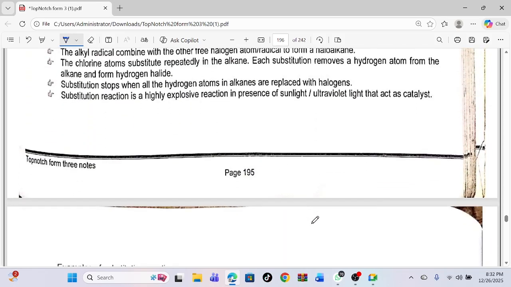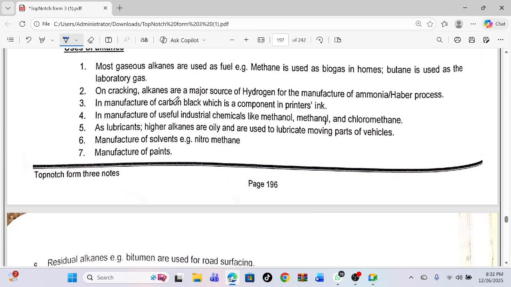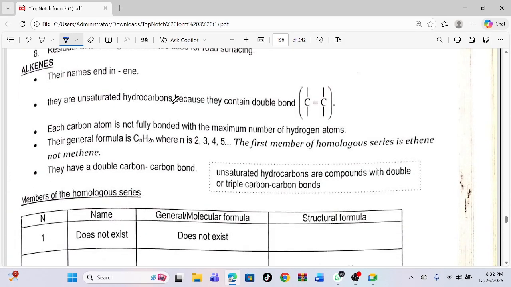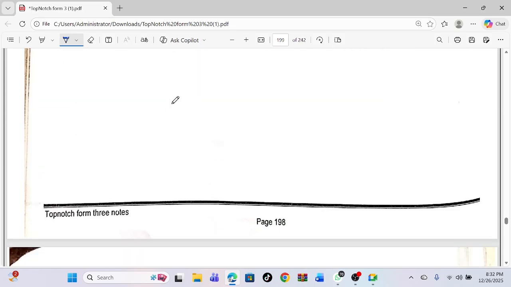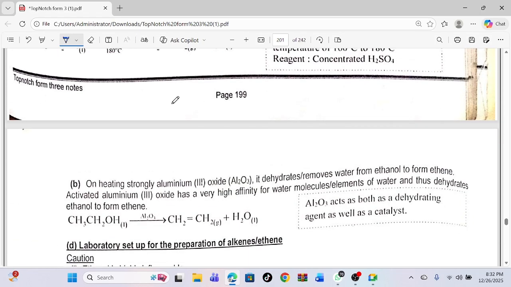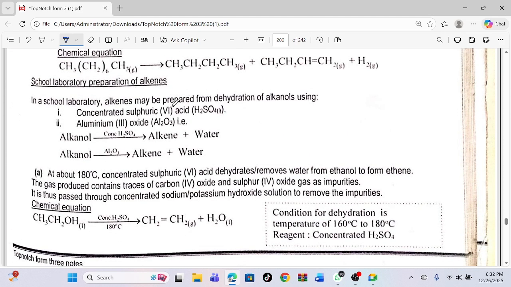So that's all about the alkanes. Ikienda kwa alkenes, uses of alkane, hiyo nitapitia kesho, physical property, chemical properties. So uses of alkenes. Alkenes we prepare also using dehydration of alkanols. Dehydration inamaanisha nini?